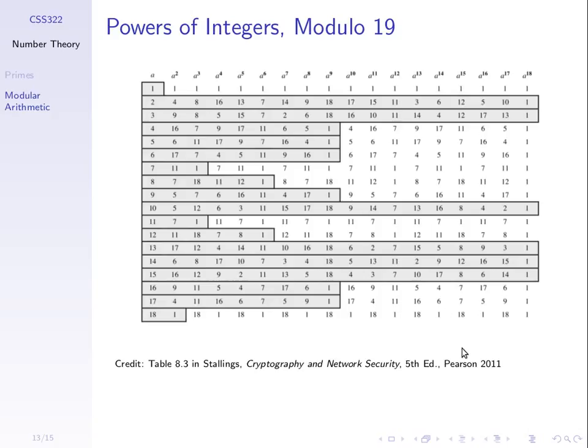So what are the primitive roots of 19? The primitive roots are those where we get unique values as all the answers. So 2, 3, 10, 13, 14, and 15 are the primitive roots of 19.